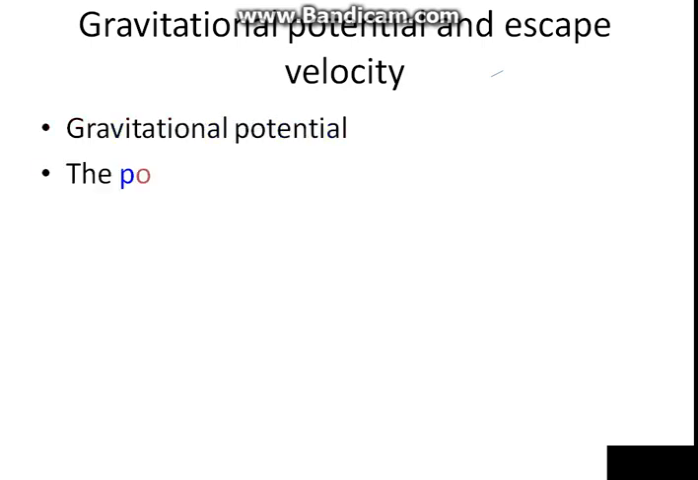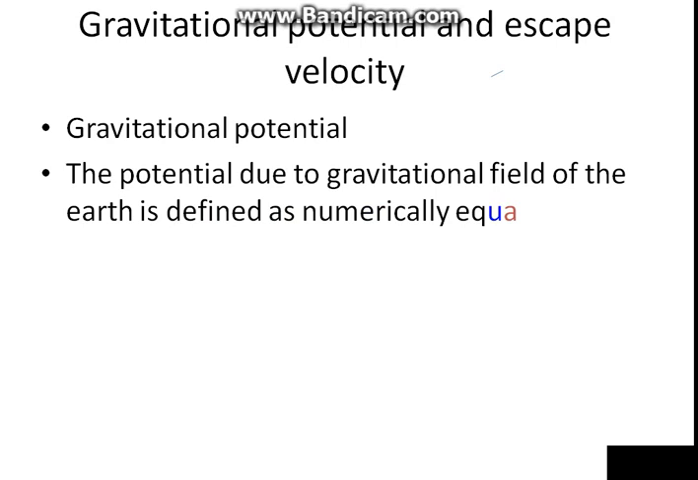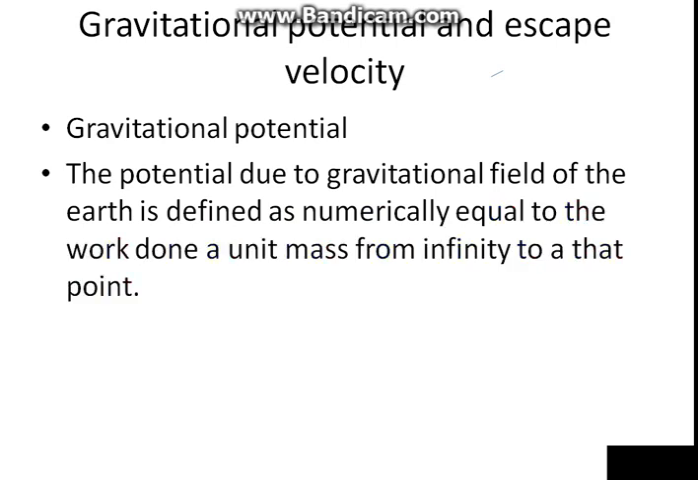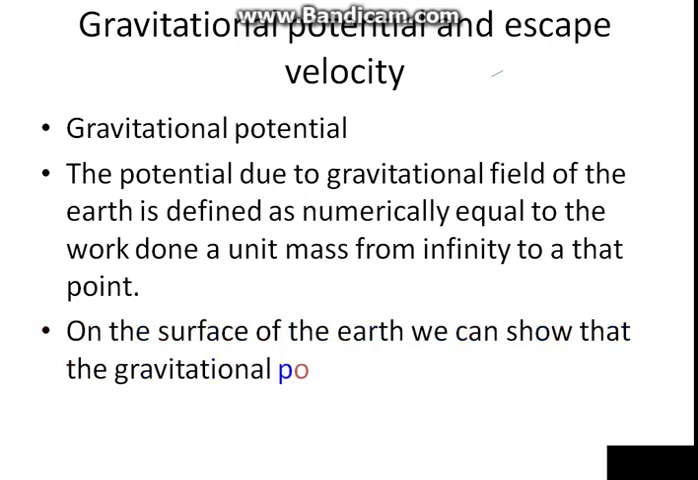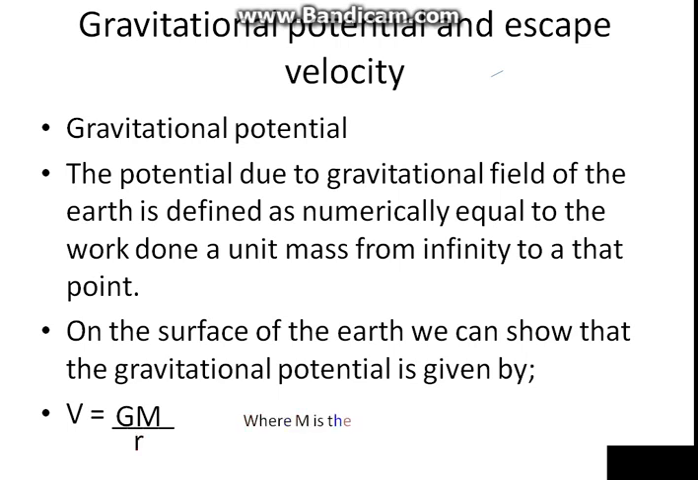Gravitational potential and escape velocity. Gravitational potential. The potential due to gravitational field of the earth is defined as numerically equal to the work done in taking a unit mass from infinity to that point. On the surface of the earth, we can show that the gravitational potential is given by capital V equals capital G times capital M all over R, where capital M is the mass of the earth, assumed to be concentrated at the center of radius R.